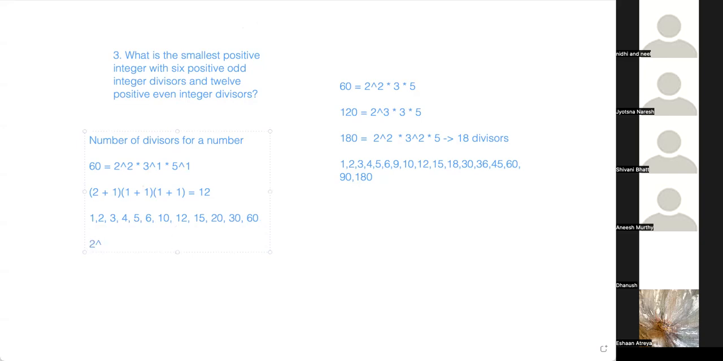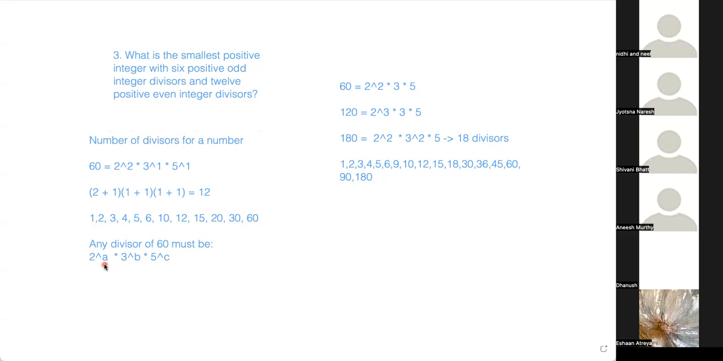as 2 to the power something times 3 to the power something times 5 to the power something. Does that make sense to everyone? So any divisor of 60 must be in this form. Okay. What are the choices for this a?